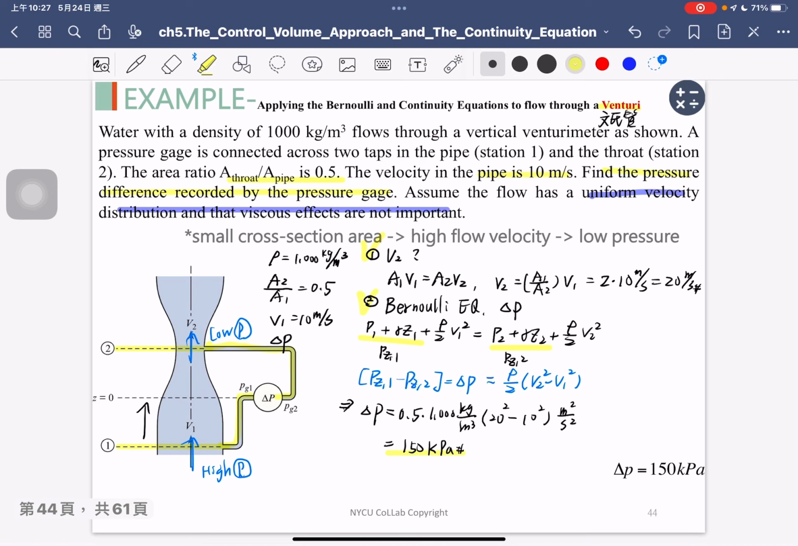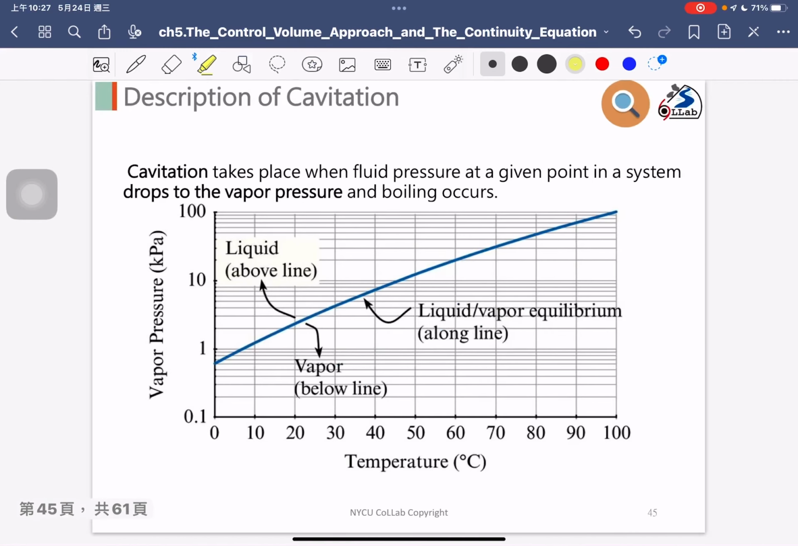Okay, so it's very simple, and as I have introduced before for cavitation problems, when I discuss the cavitation problem, we will see the plot of the vapor pressure here. As you can see, we have the vapor pressure on the y-axis and the temperature on the x-axis. So we have the curved line.